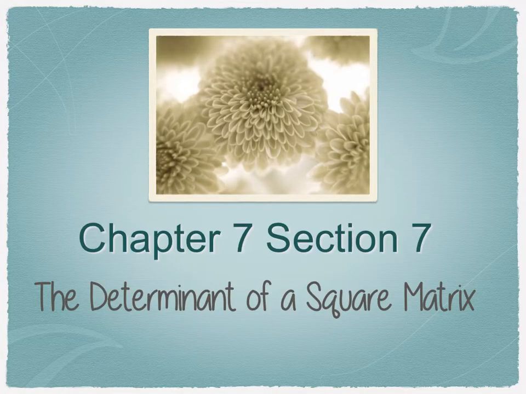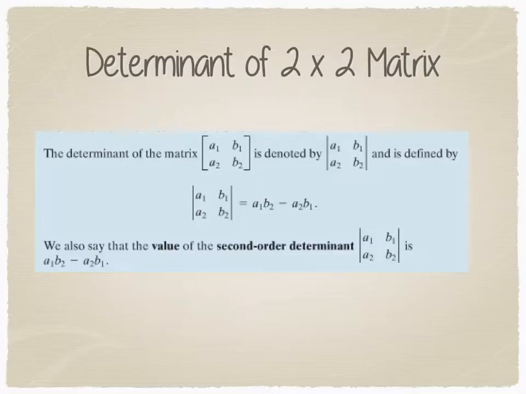So in this section, we're going to do 4 things, really. Determinant of a 2 by 2, minor and cofactor, and then determinant of a 3 by 3. So the 2 by 2 is what we talked about yesterday, where if I wanted to find the determinant of this matrix, I would multiply the A1 times the B2 and then subtract from it the A2 times the B1.